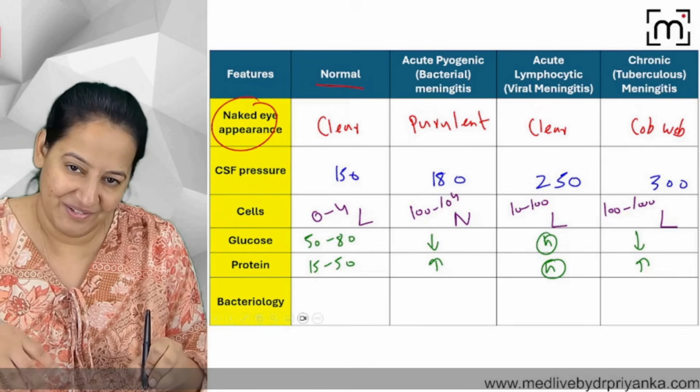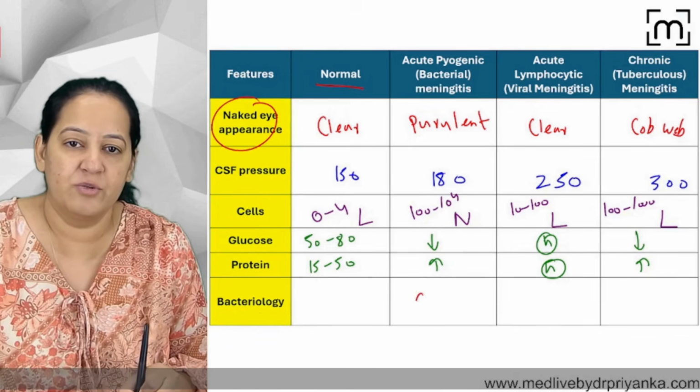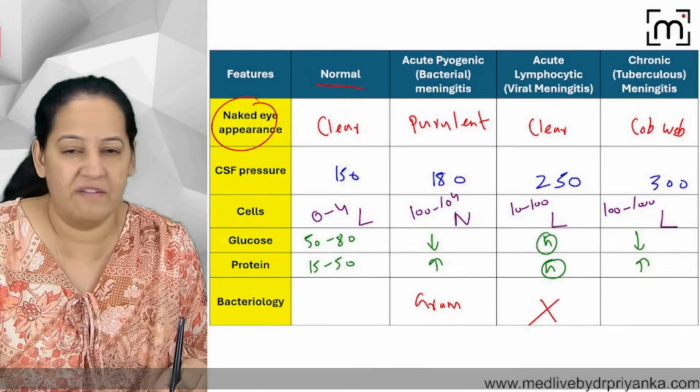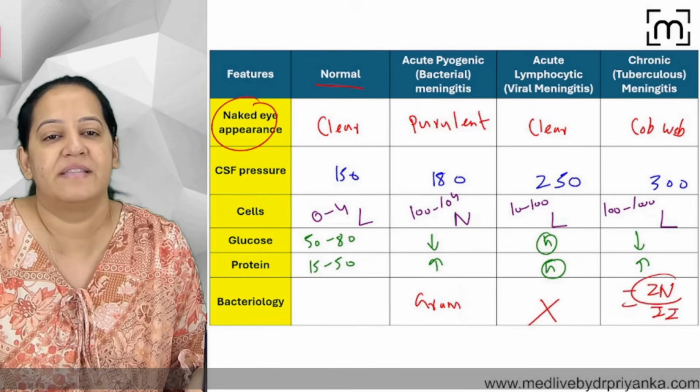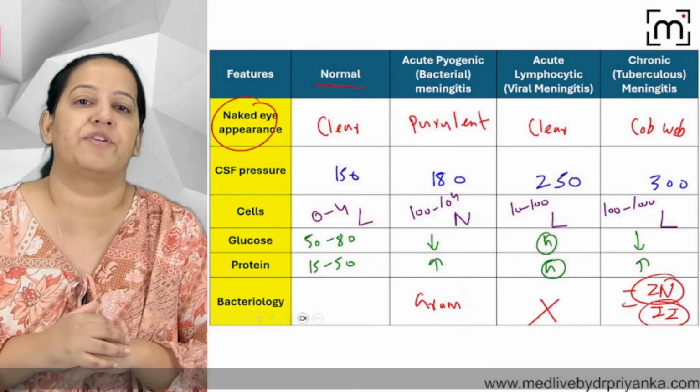Okay, and we will do special stain. Here we will do gram stain. Here nothing will work. And here we can do ZN stain and India ink. ZN for the TB and India ink for the Cryptococcus.